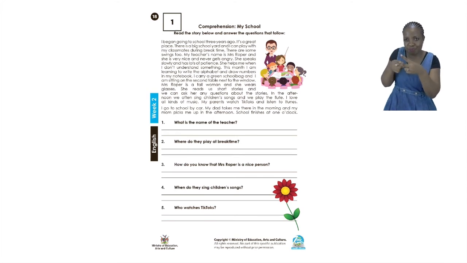Mrs. Ropa is a tall woman and she wears glasses. She reads us short stories and we can ask her any questions about the stories. In the afternoon, we often sing children's songs and we play the flute. I love all kinds of music. My parents watch TikToks and listen to iTunes. I go to school by car. My father takes me there in the morning and my mother picks me up in the afternoon.